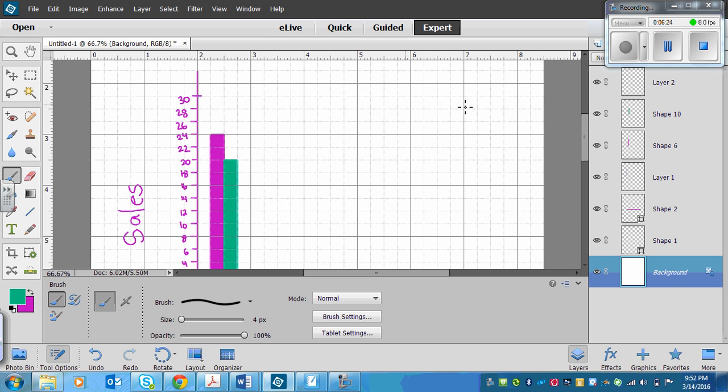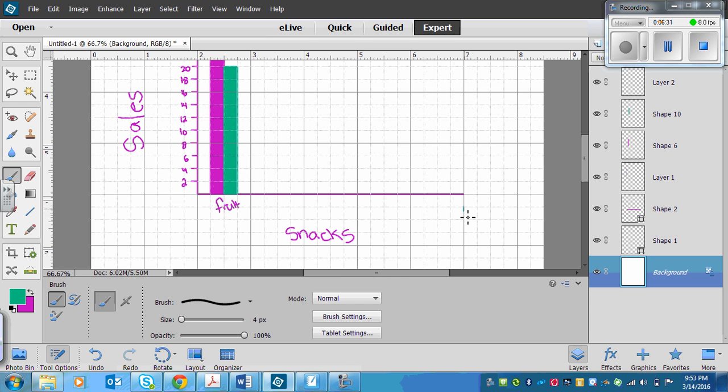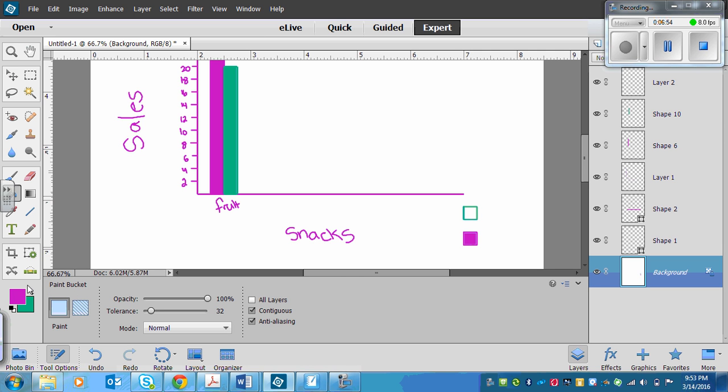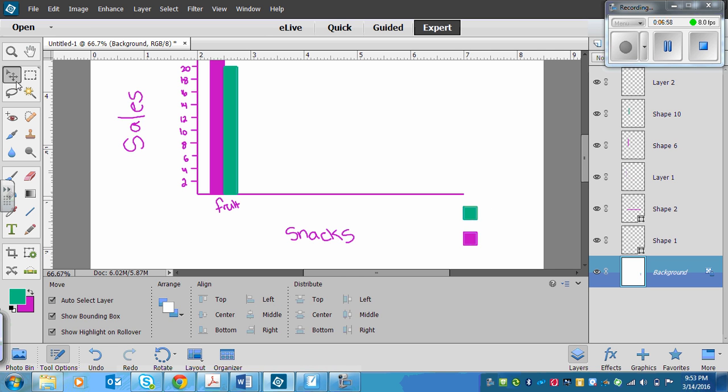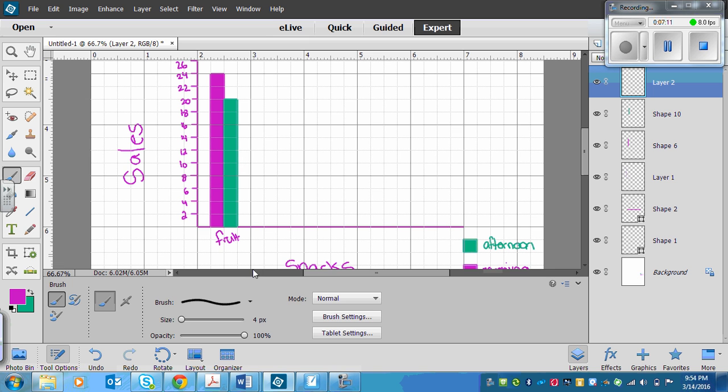So I'm going to make a key. I'll do it down here where I know I'll have room. So in here, I've got my afternoon. And here I've got my morning. Now I'd probably actually want to put those the opposite way because that's the order they are in, but it's too late now. So then I would fill in my boxes according to what they are and then write out their meaning. Okay, so there's my scale. So now I know that the teal is afternoon and the purple is morning. Okay, so I can already see that there's more fruit being purchased in the morning than in the afternoon.